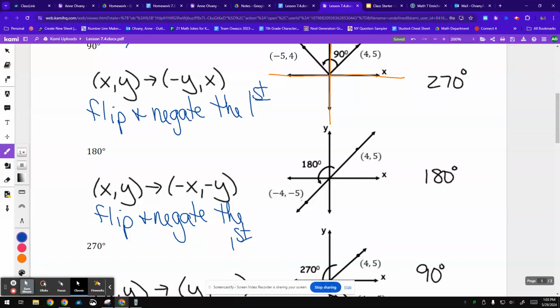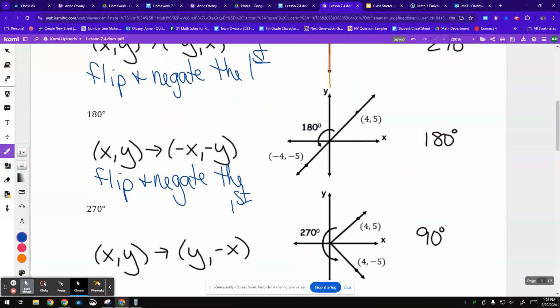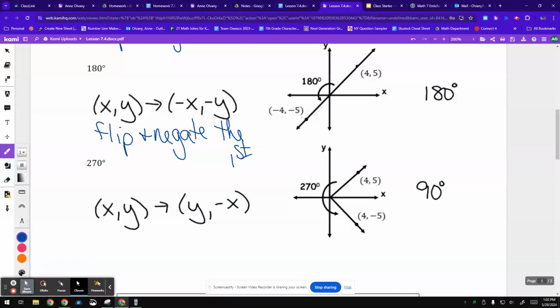Easton, you better be paying attention, are you? Yep. Okay. Then, if I'm going to turn it again, so now I'm turning it 90, 180, 270, what quadrant am I in? The fourth. Everything in the fourth is positive, negative. So I'm going to take these, I'm going to flip them so that they're negative y, negative x, and negate the first. So I'm going to have positive y, negative x. So flip and negate the first.